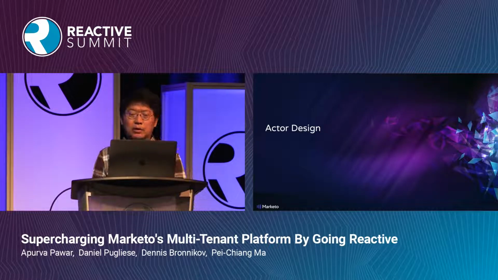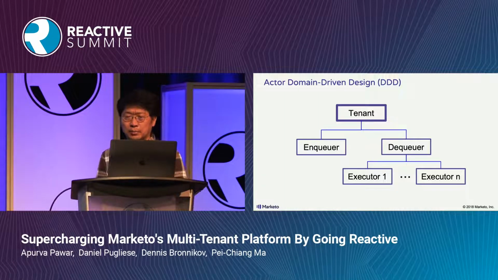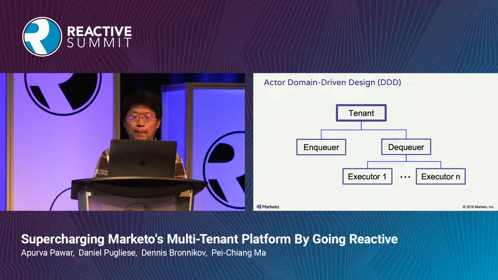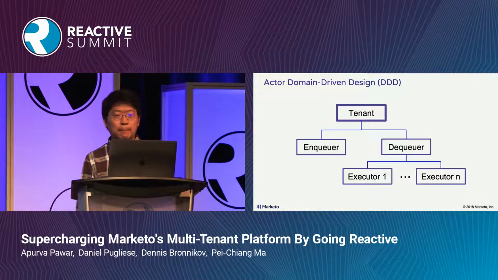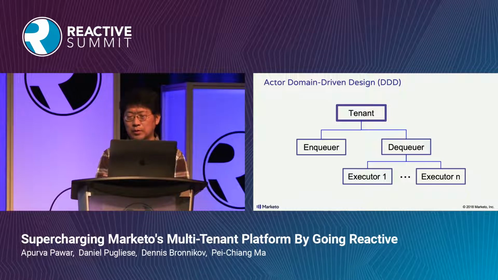So from that, let's start with the design of our actors. We followed the best practice of actor domain-driven design to model our business. We generalized the actor hierarchy and actors' responsibility to keep things simple. From the top, we have tenant actor, which has incur and decur child actors. On the decur, we have a number of executor actors. We can further parallelize the process for a tenant, but for simplicity's sake, let's keep it simple, single instance per tenant.